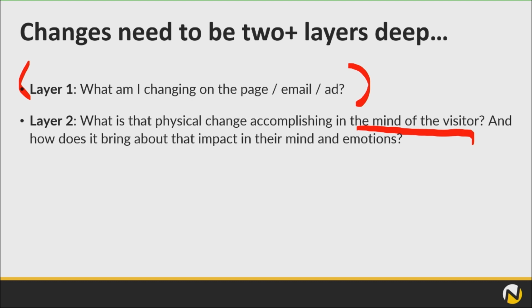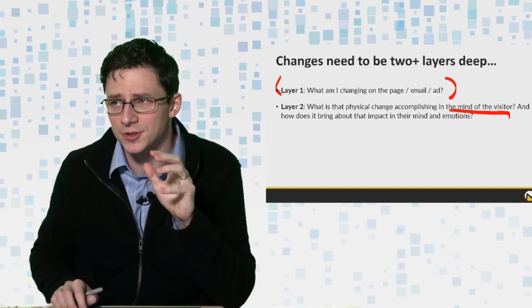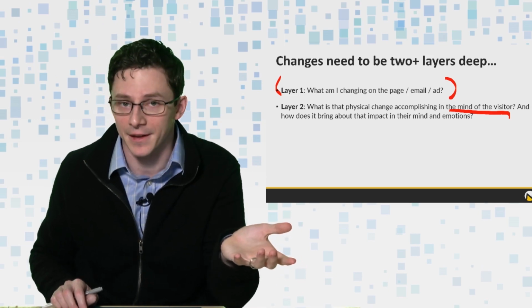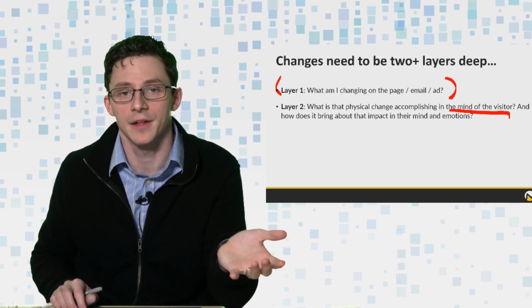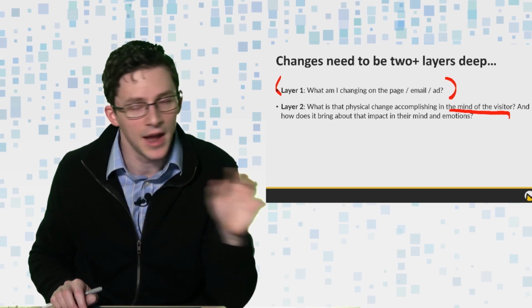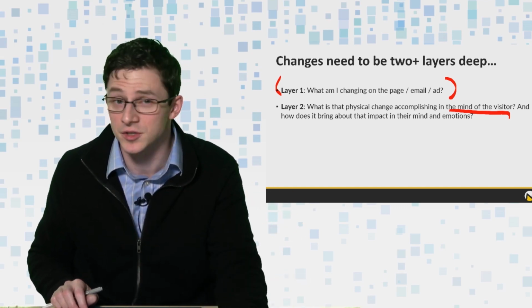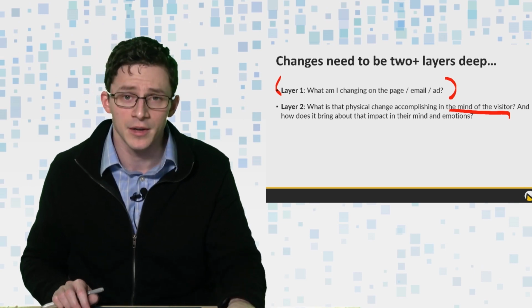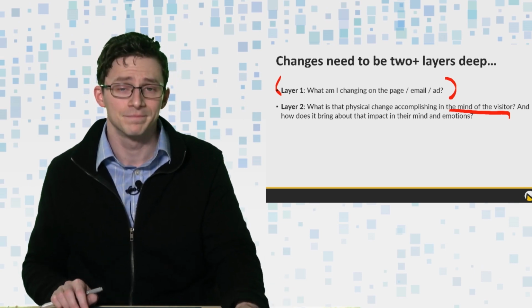So that's my point to you. All of your changes need to be at least 2 layers deep. Otherwise, what do you learn? You learn nothing, okay? You learn nothing that can be used everywhere else, especially in your direct mail campaigns. Did you know that your online testing can be used to inform your direct mail campaigns? It's possible.